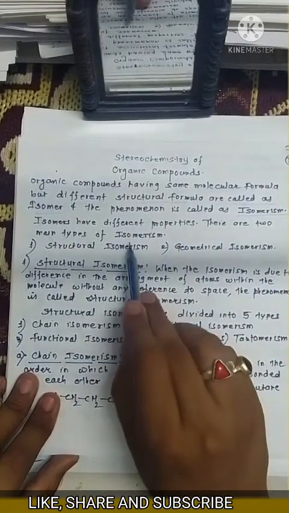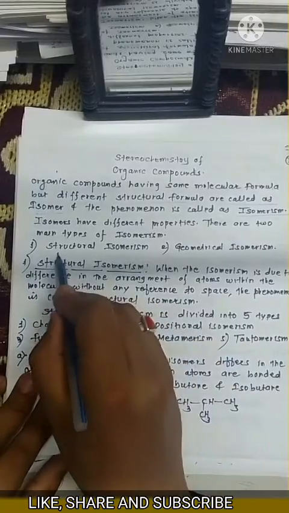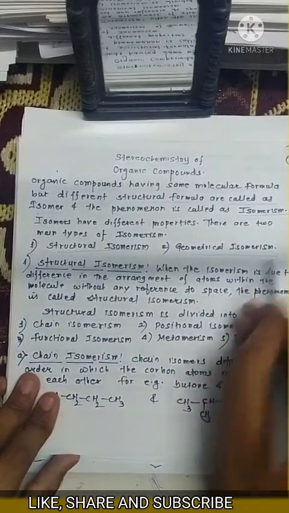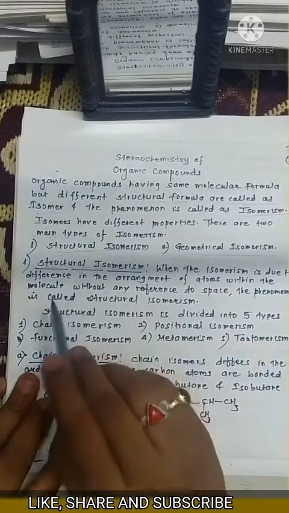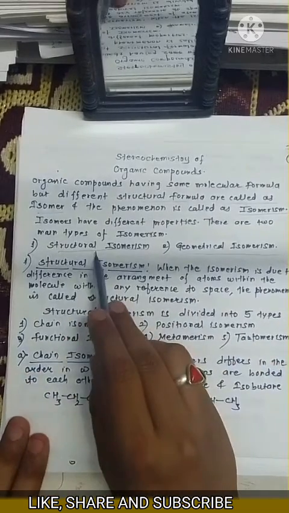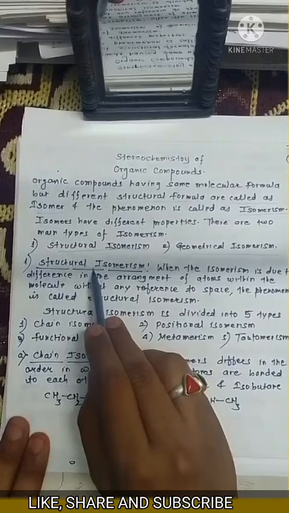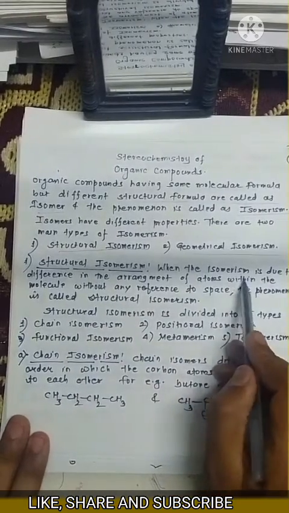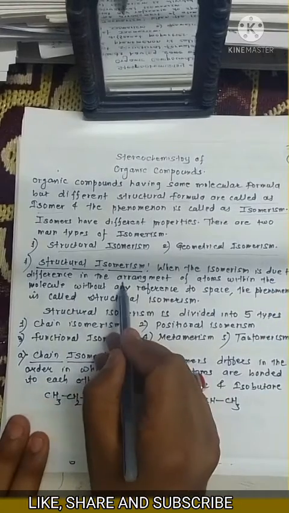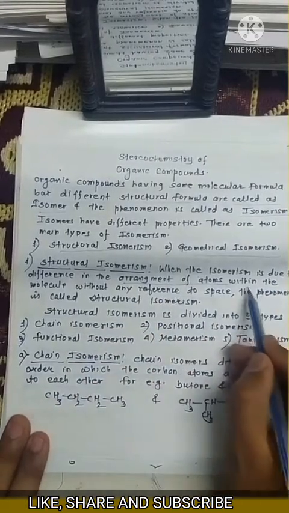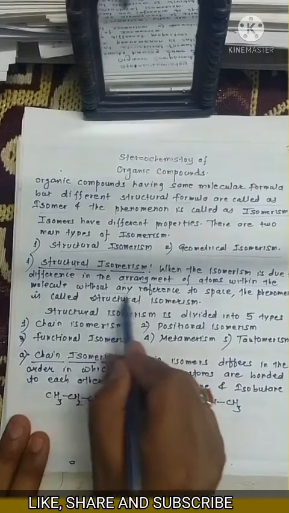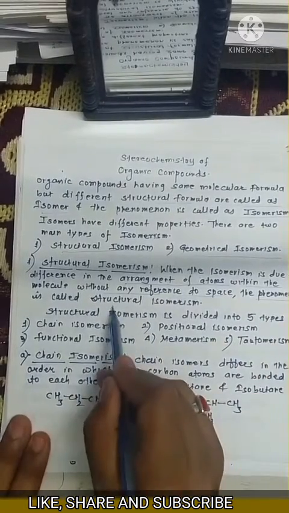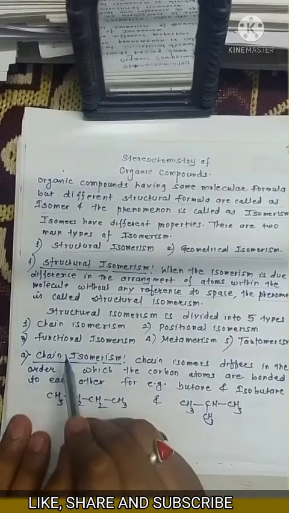There are two main types of isomerism. First is structural isomerism. Second one is geometrical isomerism. First we are going to discuss structural isomerism in detail. So what is structural isomerism? When isomerism is due to the difference in the arrangement of atoms within the molecule without any reference to space, the phenomenon is called structural isomerism.